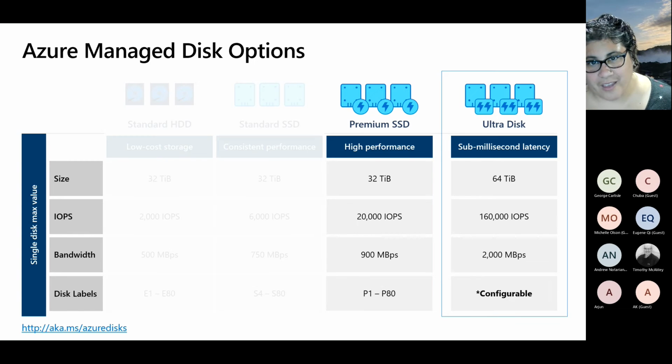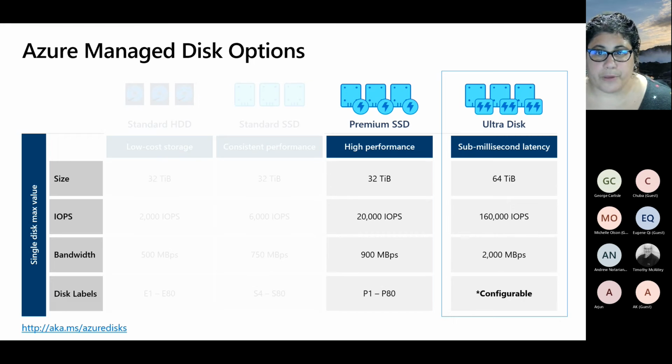The nice thing about that is it allows you to customize the right mix, and you'll get a better price that way. Also, Premium V2 is faster than Premium SSD. So it's a nice mix between Premium SSD and UltraDisk. And we've been doing some testing on it. And I think it's going to be a big win, especially for transactional workloads.